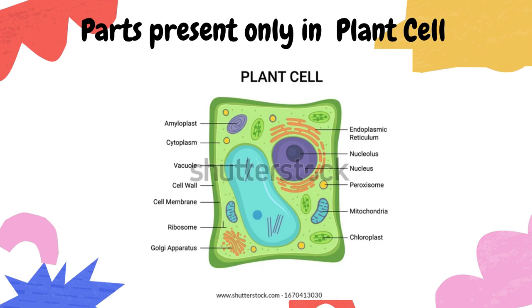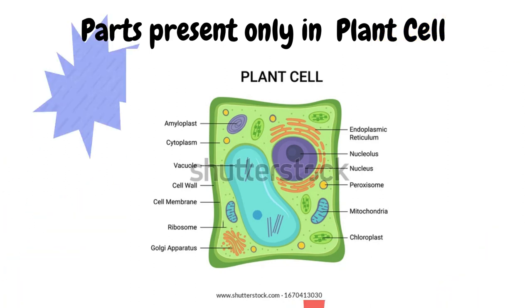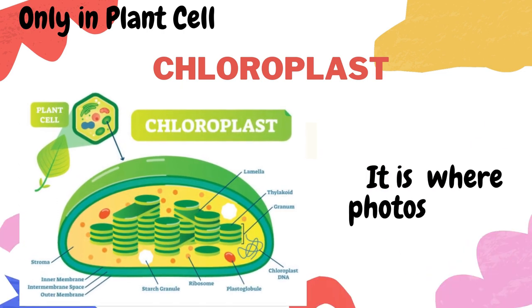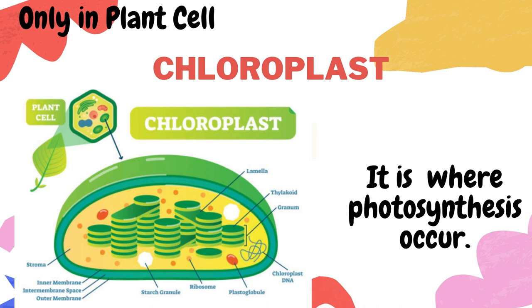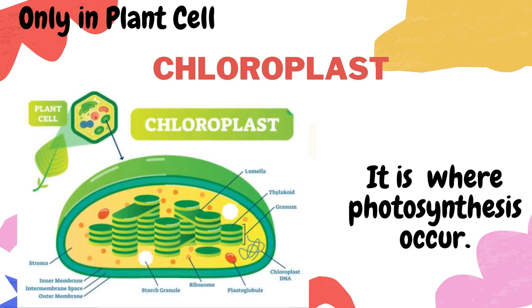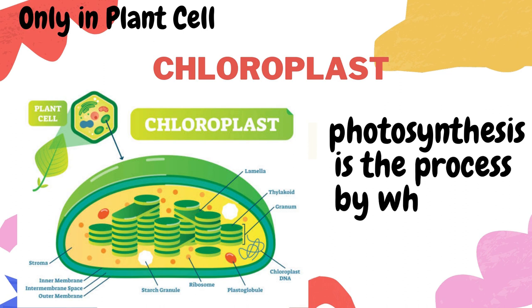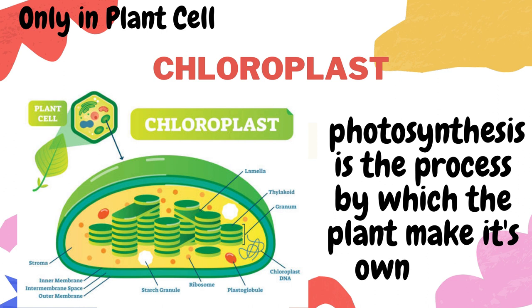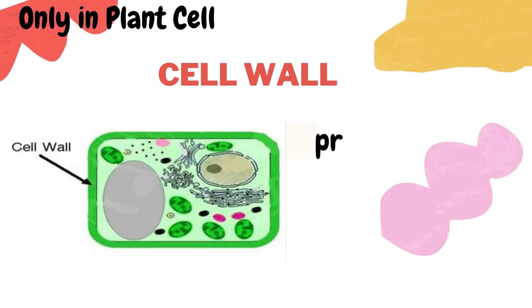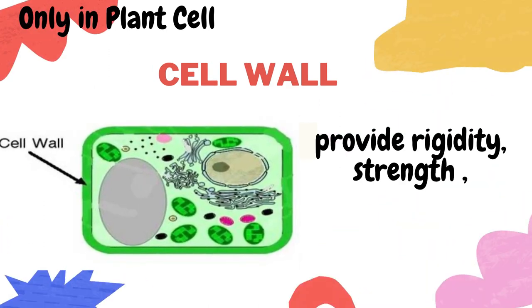Now, let's talk about the parts present only in plant cells. The first part is the chloroplast, usually seen in the leaves of a plant, which gives it a green pigment. Also, it is where photosynthesis occurs. Photosynthesis is the process by which the plant makes its own food by using raw materials like sunlight, water, and carbon dioxide. That produces glucose, the food of the plant, and a byproduct of oxygen, which is very important to us. The next part present in plant cells is the cell wall.